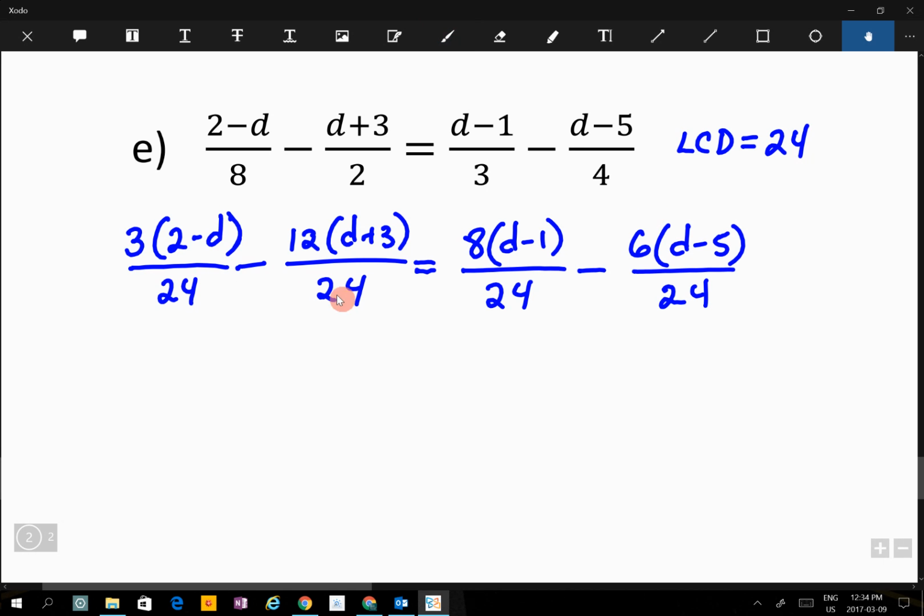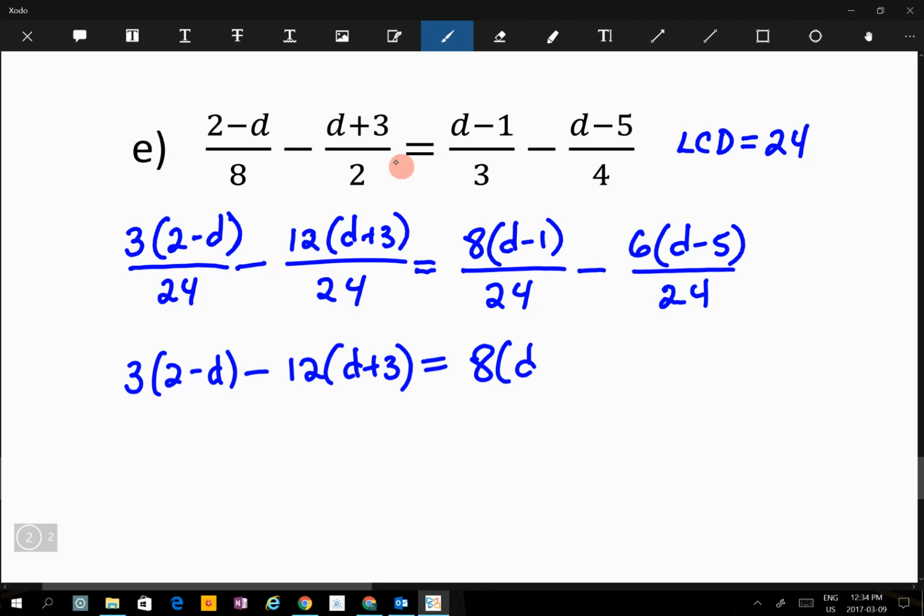And now that all the denominators are the same, I can cancel them out. And the reason why is, imagine multiplying both the left side by positive 24 and the right side by positive 24, those will be canceling out the 24s in the bottom. Okay, so I have 3 times 2 minus d minus 12 times d plus 3 equals 8 times d minus 1 minus 6 times d minus 5.